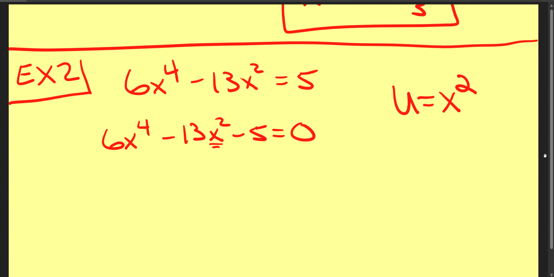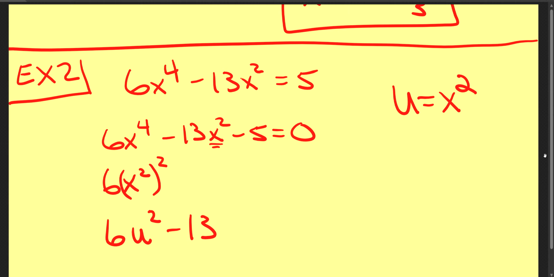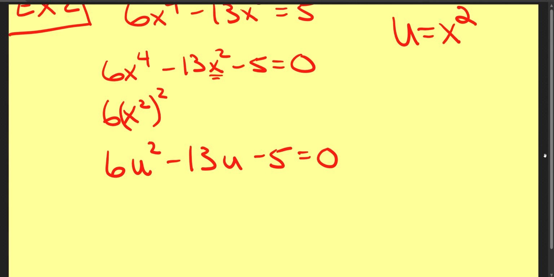Alright, so when I rewrite this now, if u equals x squared, this is really 6 times x squared raised to the second power. So you can see if I substitute the u for the x squared, this is going to end up being 6u squared minus 13u minus 5 equals 0. Okay, so I'm changing the variable to u, and I'm factoring this trinomial, or solving this quadratic equation.